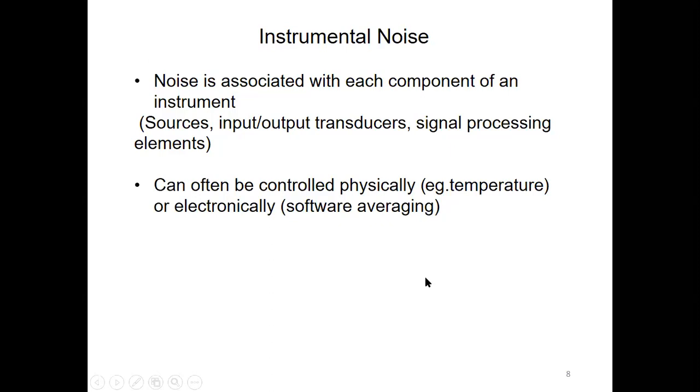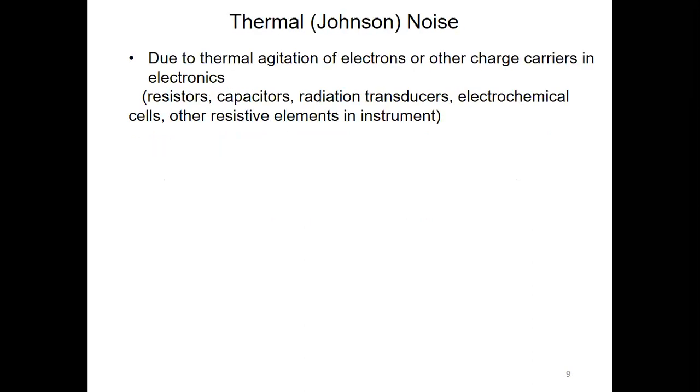Right? So this is how we define the instrumental noise. And as I mentioned earlier, there are 4 types of instrumental noise: thermal noise, shot noise, flicker noise, and environmental noise. Then let's discuss in detail these 4 different types of instrumental noise. First one is the thermal noise. We call it the Johnson noise also. Both are the same, thermal or Johnson noise.